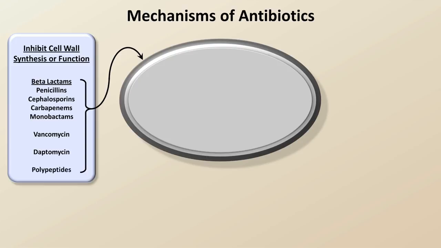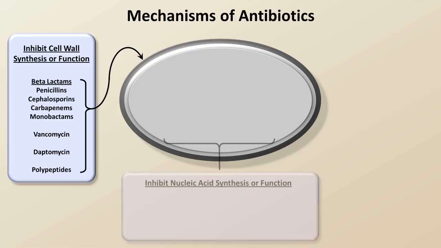The polypeptides include bacitracin, which is a major component of common over-the-counter antibacterial ointments, as well as colistin, a relatively toxic drug used for only the most highly resistant Pseudomonas and Acinetobacter infections. The next category is those drugs which inhibit nucleic acid synthesis or function.